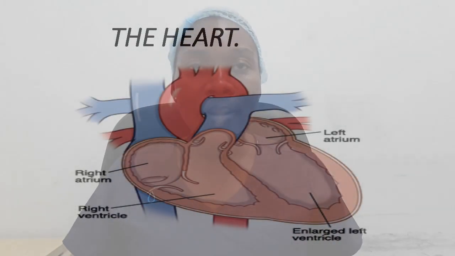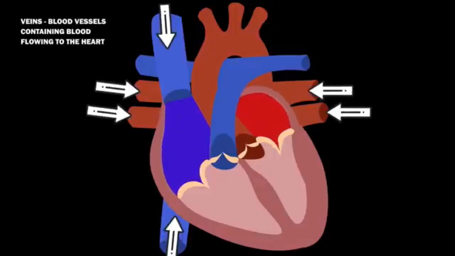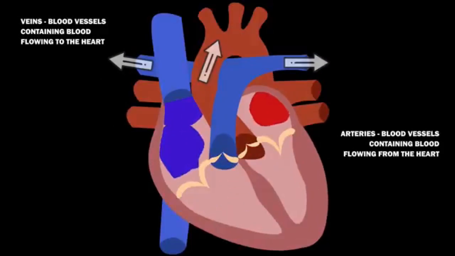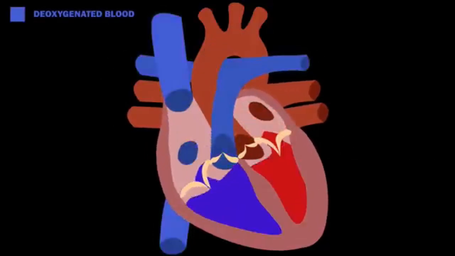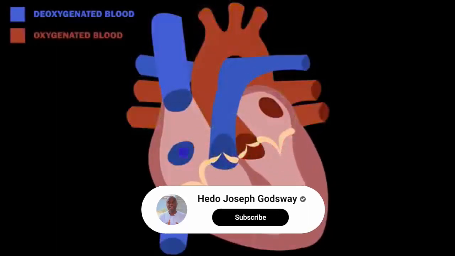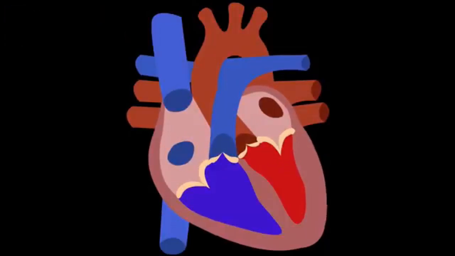Today we're going to talk about heart failure. First off, I'll give you a little anatomy about the heart. The heart is divided into four chambers. There's the right side and the left side. There's also the atrium, which is at the top, and the ventricles at the bottom.